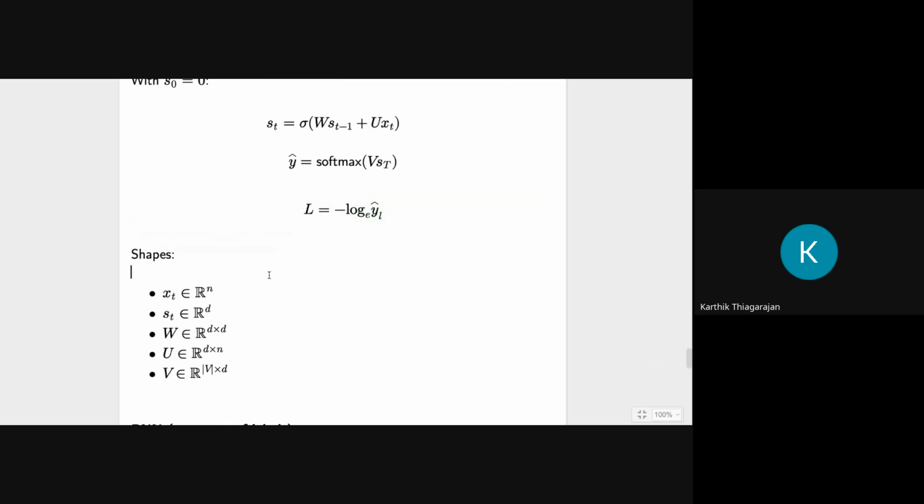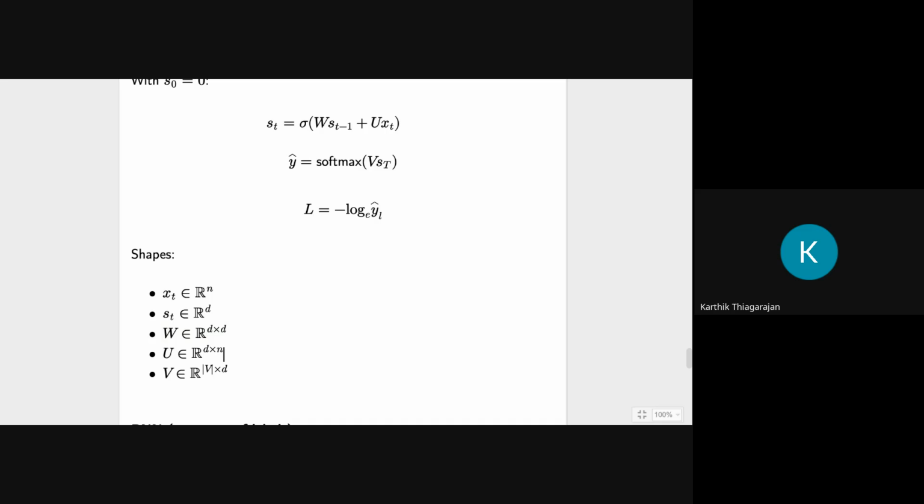So what are the shapes? Typically the shapes are R^n. So it could be like R^200 here, and D could be R^100. Your W is always a square matrix. The state, remember, is always going to be of the same size. W is connecting the previous state to the current state, so it's going to be square.